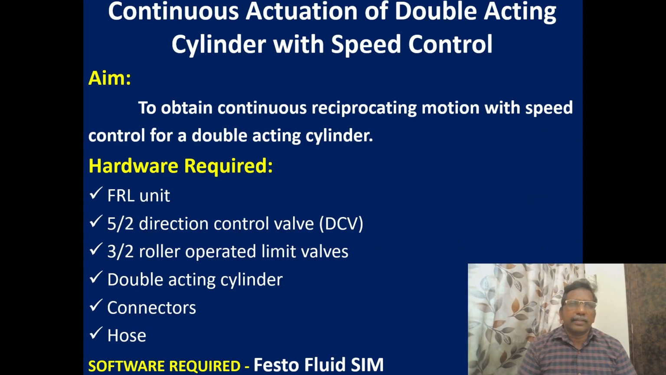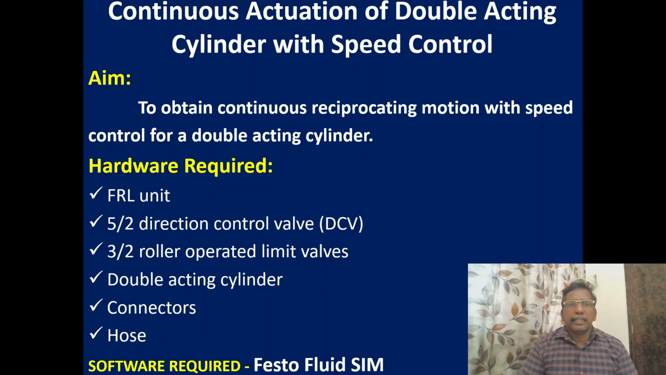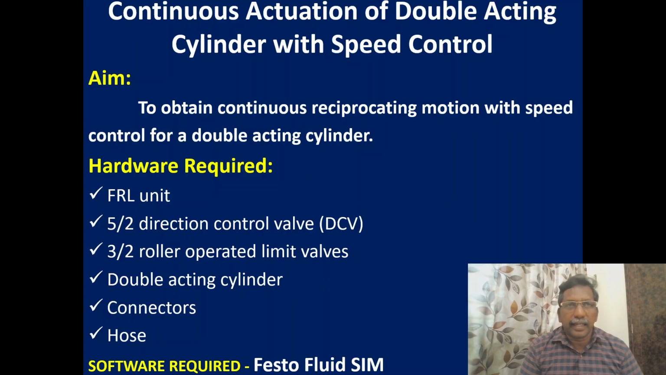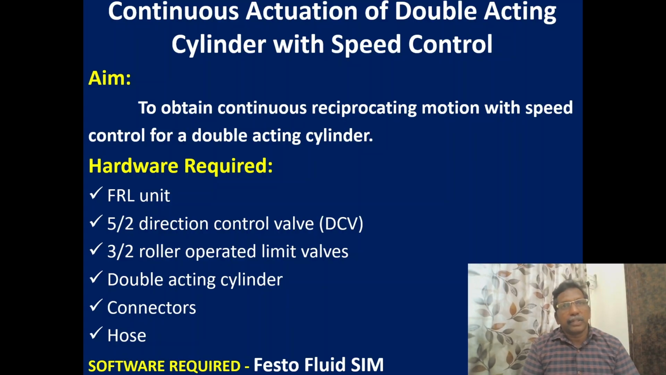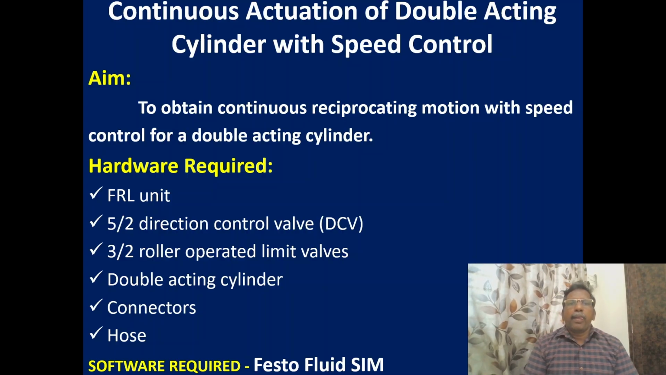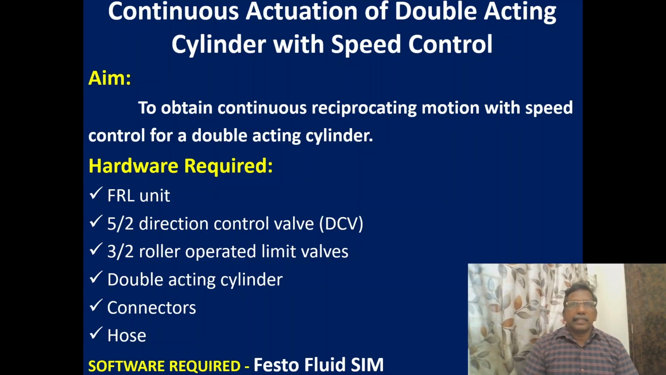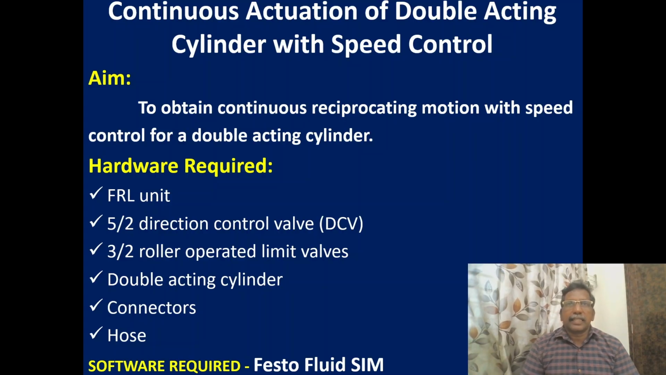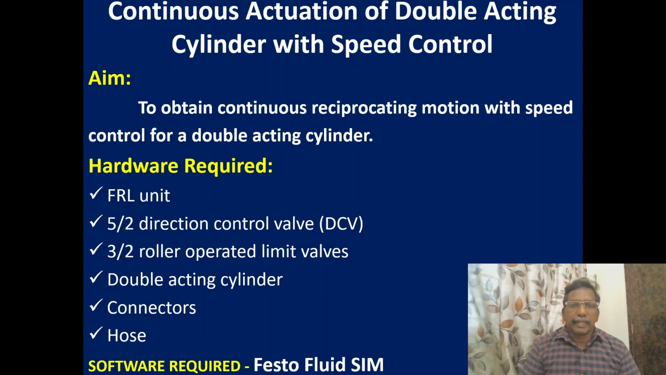Today we are going to discuss designing a circuit to get a continuous reciprocation, and also we have to achieve speed control. We have to use a double acting cylinder, not a single acting cylinder. Already in the last video I explained the use of a single acting cylinder with direct control. With a double acting cylinder, two actions, extension as well as retraction, we can control via the pneumatic system.